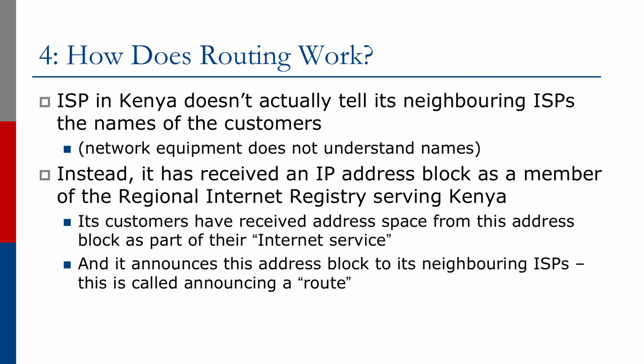The ISP in Kenya does not actually tell its neighboring ISPs the names of the customers, because the network equipment does not understand names. Instead, it has received an IP address block as a member of the Regional Internet Registry serving Kenya. Its customers have received address space from this address block as part of their internet service, and it announces this address block on its router to its neighboring ISPs. This is called announcing a route.